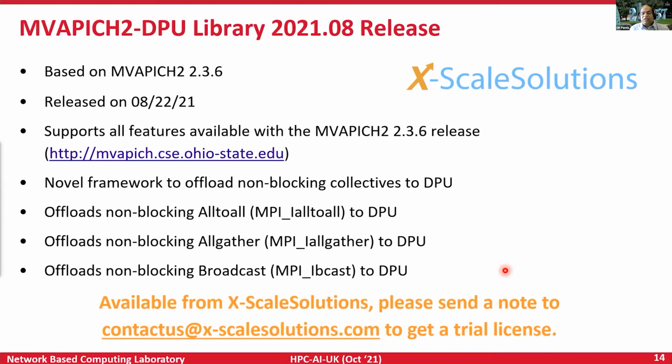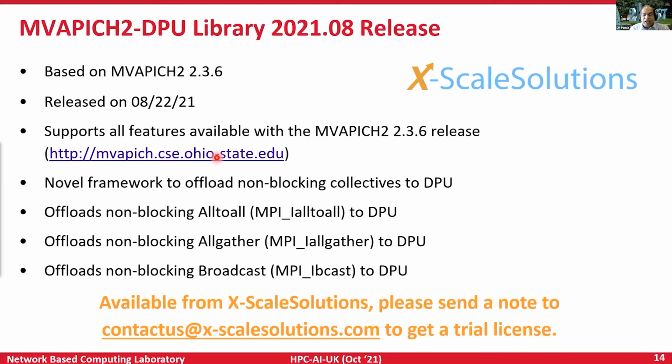So what we have done, I'll try to show you some numbers. We have done especially non-blocking collectives. I'll go into more details. That is our first initial target, but we are working on offloading even point-to-point, one-sided, and all the other operations. And with these solutions, we have now actually released the software, which we call the MVAPICH2-DPU library. This is the August release. We are working on a new October release.